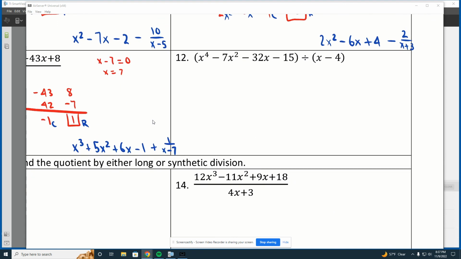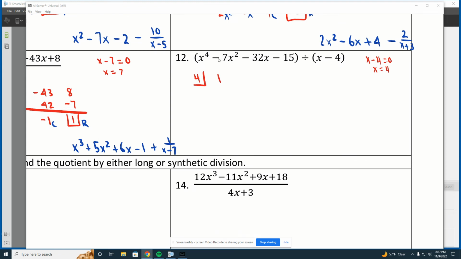All right, and last one, again, if x minus 4 is my divisor, I set it equal to 0 and solve. X equals 4. It's in the box. I again start with x to the fourth, its biggest variable. It has a coefficient of 1, and then I work my way down.